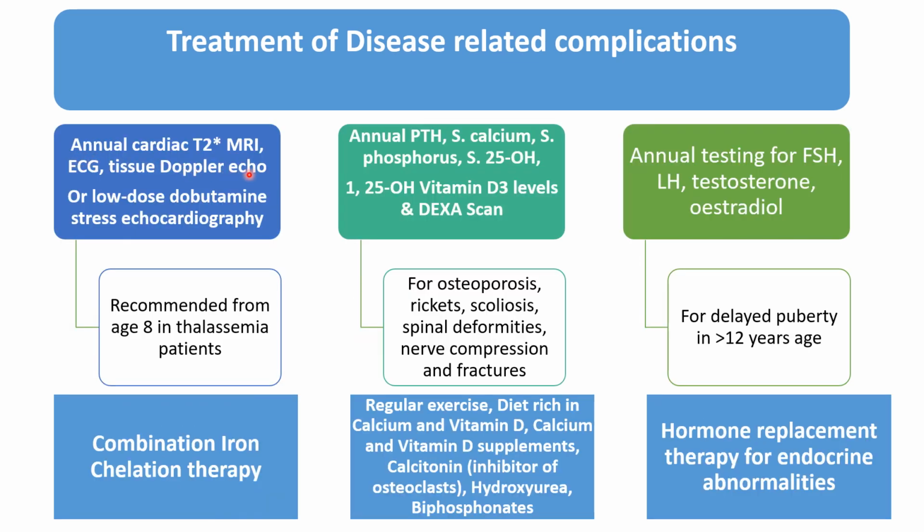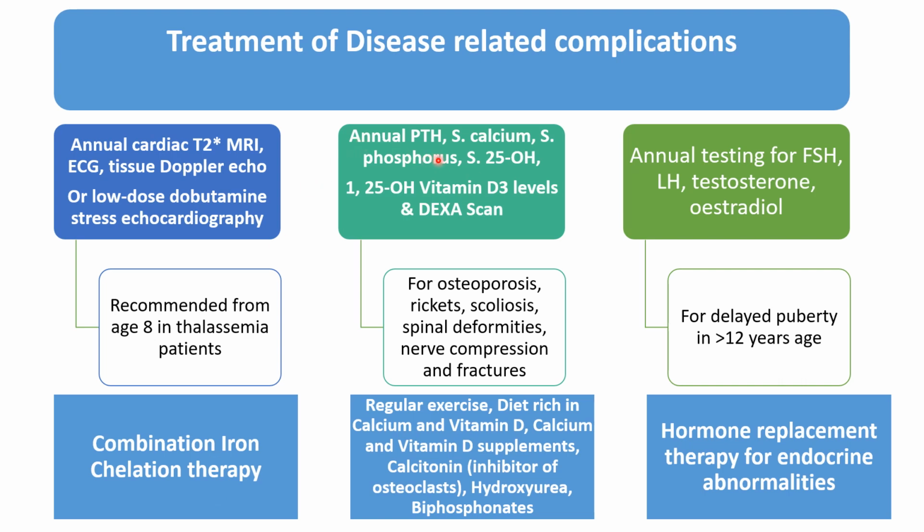Annual cardiac T2 MRI, ECG, tissue Doppler echo or low dose dobutamine stress echo should be performed annually after the age of 8 in thalassemia patients. Whenever there are changes of cardiac iron overload, combination iron chelation therapy should be given. At least 2 iron chelators should be given.